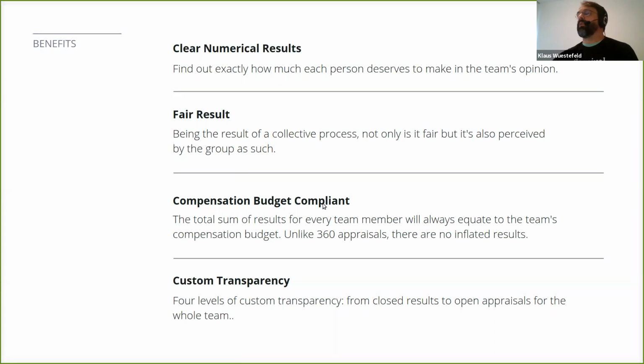It's compliant with the budget, right? The sum of the results for every team member will always equate to the team's compensation budget. Unlike 360 degree appraisals, there are no inflated results. And the transparency is custom. 4 levels of custom transparency, from closed results to open appraisals for the whole team. Normally, companies start with closed results. Only the manager can see the results, and they can gradually open it up to the whole team.